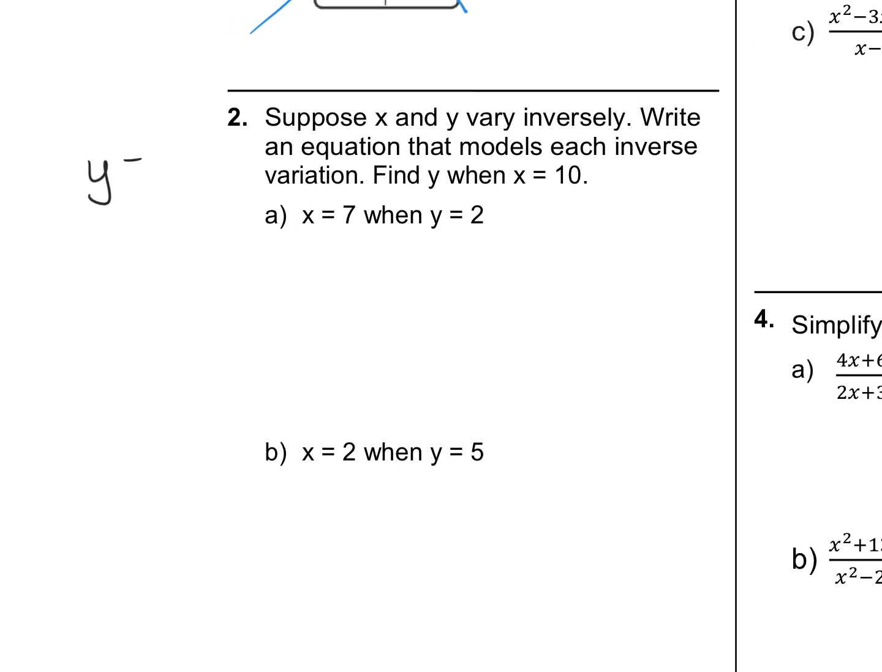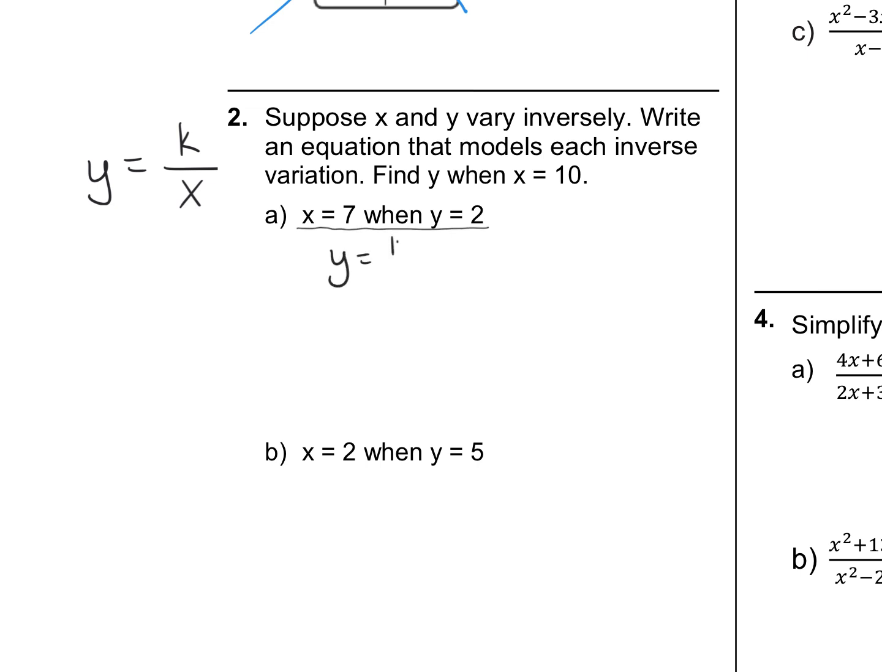Number two, what equation are we going to use? Y equals k over x. Write that down. Y equals k over x. Now, this problem, you're going to pretty much do it twice. So for the first one, you're paying attention to what A gives you. X equals 7 when y equals 2. We're going to use that to solve for our k value.